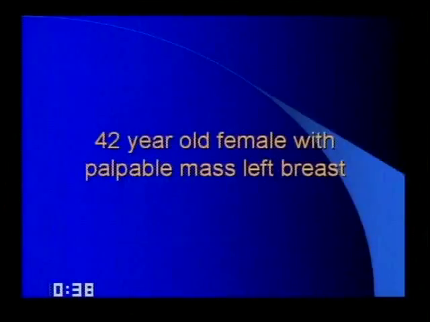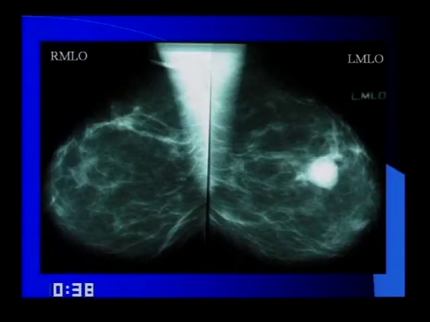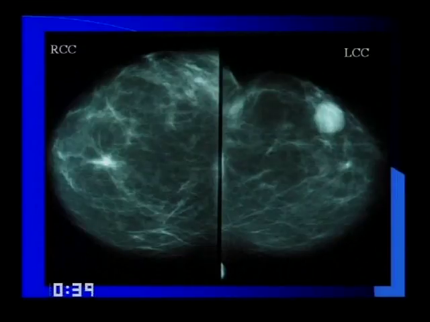And lastly, thank goodness, 42-year-old female with a palpable mass in her left breast. Brent, why don't you take this one? Okay. We have right and left MLO views of both breasts. There's scattered fibroglandular tissue bilaterally, and in the left breast, there's a very dense, well-circumscribed lesion, which appears to be somewhat retroareolar. Yeah, it's in the far lateral aspect, actually, of the left breast.